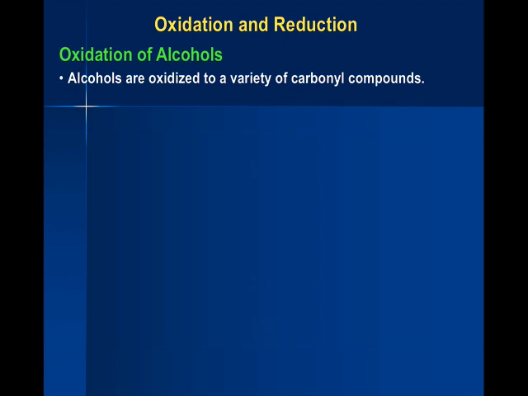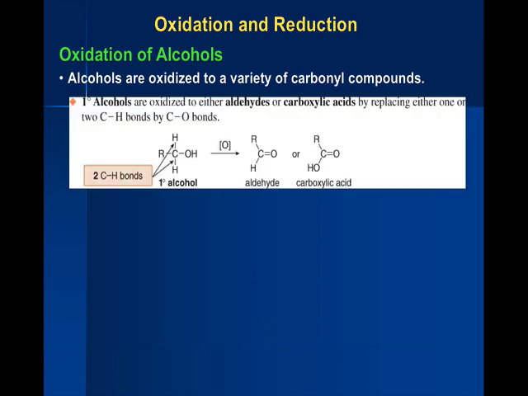We are going to remove electrons in the form of hydrogen atoms. So we're going to remove hydrogen from the molecule. That's actually an oxidation, right? So we can oxidize alcohols and give a variety of different carbonyl compounds. Basically, all we have to do is remove one of these hydrogens and the hydrogen on the oxygen, and we can get a carbonyl-containing compound.